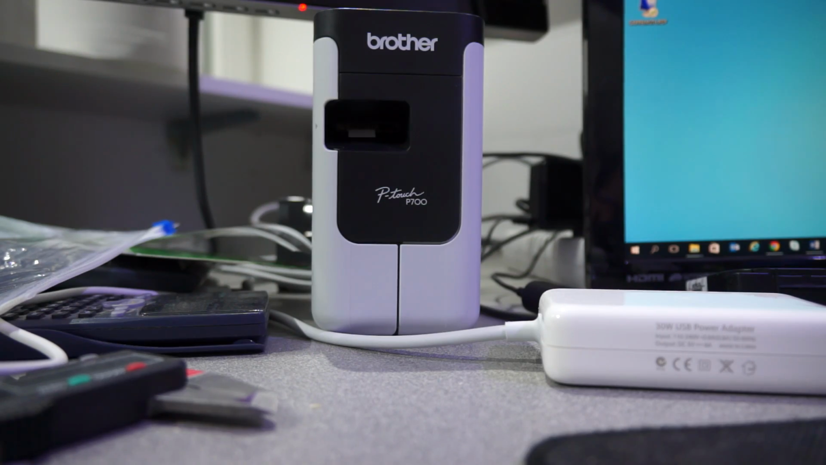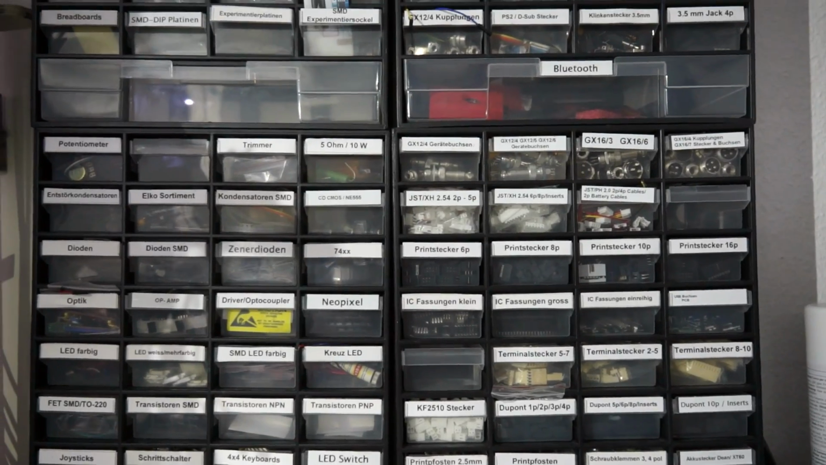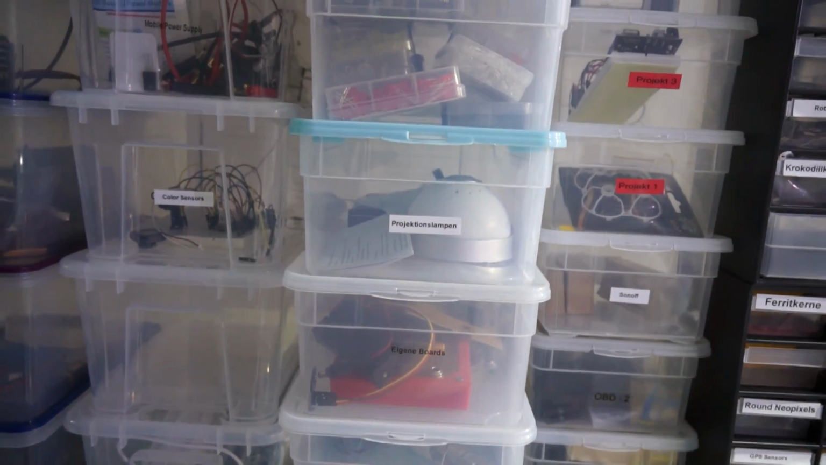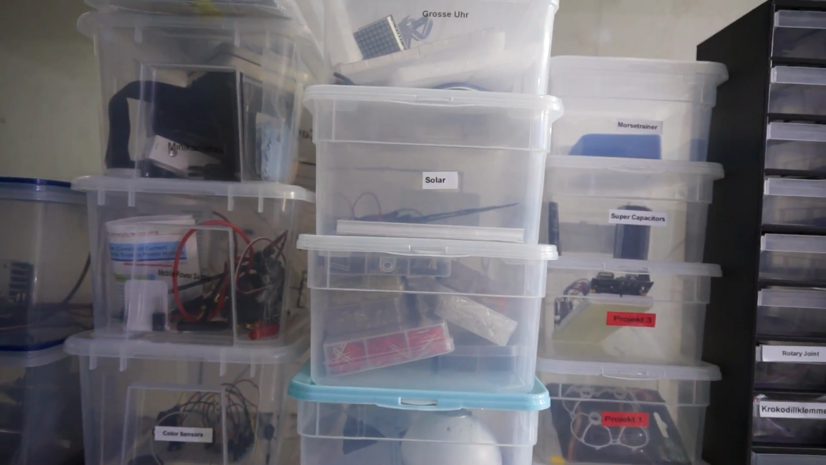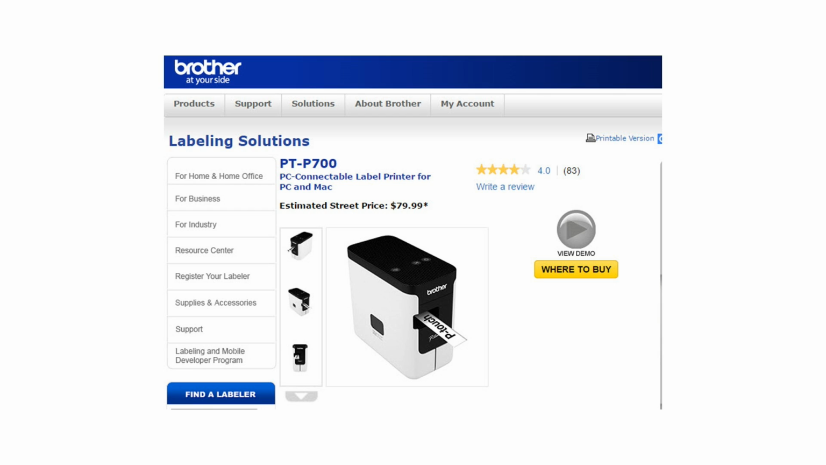The last tool I would like to mention is my Brother P-Touch label printer. I use these labels everywhere, on my bins, on my project boxes, even on my ESPs. And because Brother uses the HP printer pricing model, where you get the printer cheaply and pay for the expensive cartridges, I did not pay too much for it.